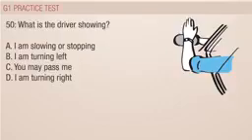Answer B. A red circle with a line through it means the activity shown inside the ring is not allowed. Question 50. What is the driver showing? A. I am slowing or stopping. B. I am turning left. C. You may pass me. D. I am turning right.